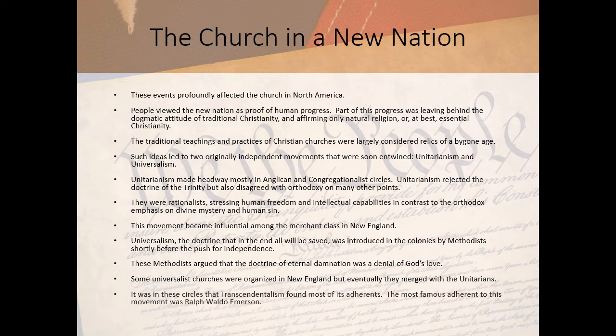Let's move on. Some Universalist churches were organized in New England, but eventually they merged with Unitarians, so they eventually became one movement. It was in these circles that Transcendentalism found most of its adherents. The most famous adherent to this movement was Ralph Waldo Emerson. So we don't have a lot of time to talk about Transcendentalism, but it was associated with the Unitarian Universalist thinking. It combined rationalism and romanticism and held that there is a bit of the divine in all human beings.